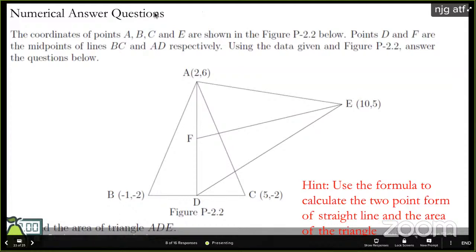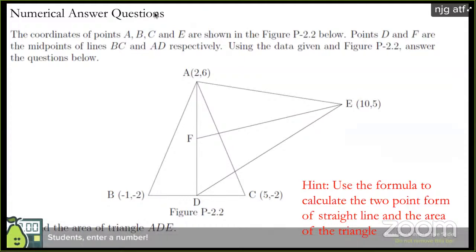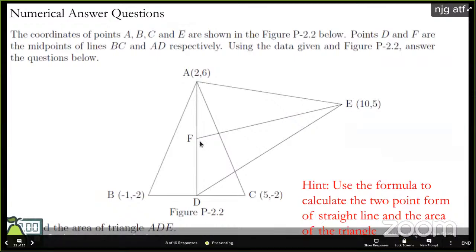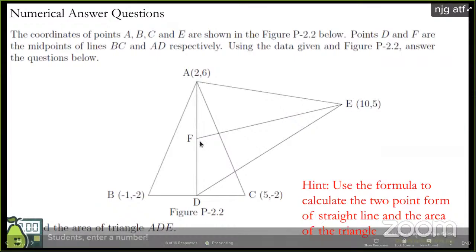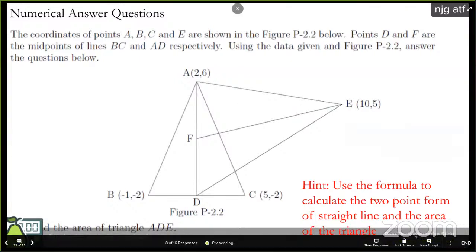Okay, we got 8 responses out of 16. At 6:30 or sometime we will discuss the solution. Okay, a little quicker. If you guys need some more time, just ask.